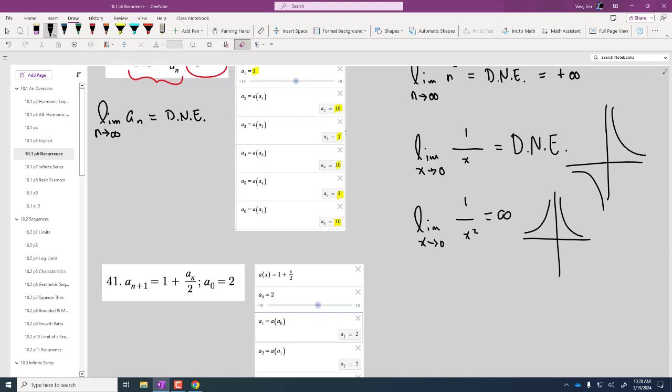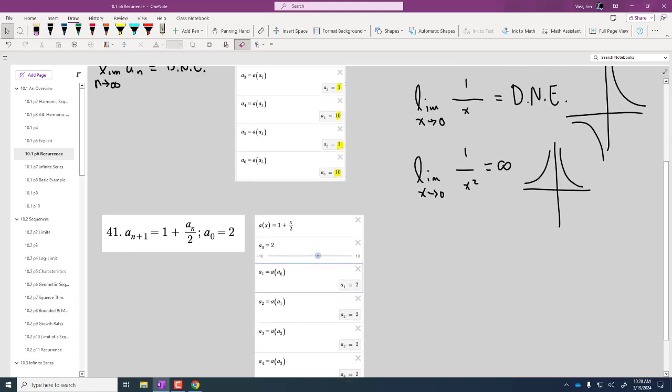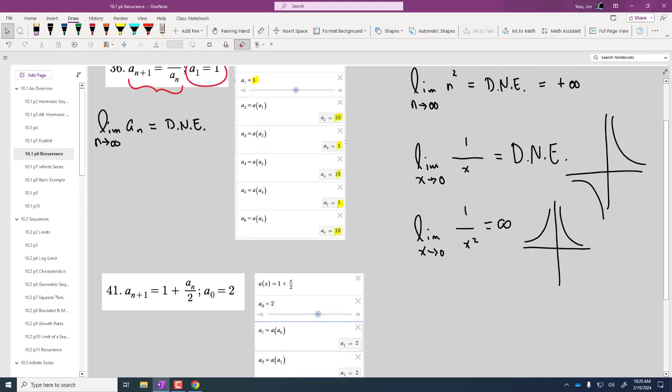Okay. Now here's another recursive one. This one clearly does not exist, right? It's jumping around. One descriptive word you could say is oscillation. That is one other descriptive word that sometimes is used because it's bouncing back and forth.